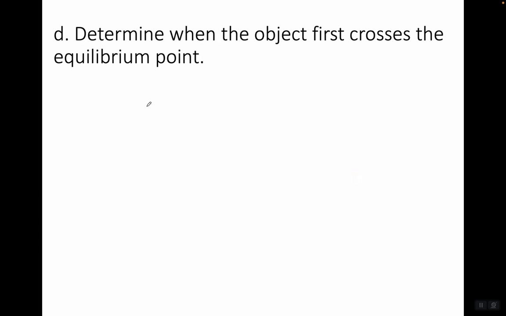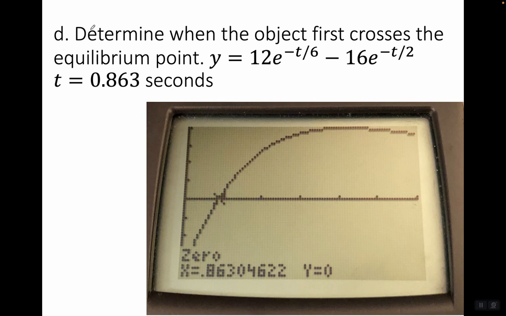Determine when the object first crosses the equilibrium point. This should be an E. The letter that comes after D is E. Okay, so this again is our function, and we want to figure out when it first crosses the equilibrium point. That's a matter of just graphing the function on your TI, and it turns out that the zero for this function is x equals 0.86304, and so on. In other words, t equals 0.863 seconds.